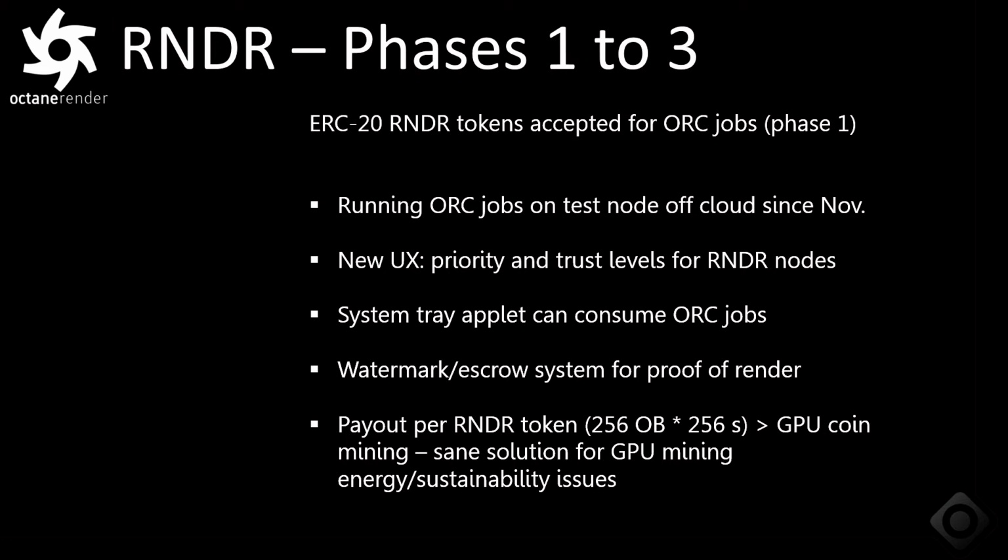We need to launch a system tray that lets everyone render scenes, not just us. We need to do that securely. We need to add the proof of work as a watermarking system that is not on the current version of our system, but it's an awesome system. And the Render Token itself actually is based on 256 octane bench times 256 seconds. Today, it's roughly about a kilowatt minute of GPU ray tracing power, but it's absolutely an amazing economy.